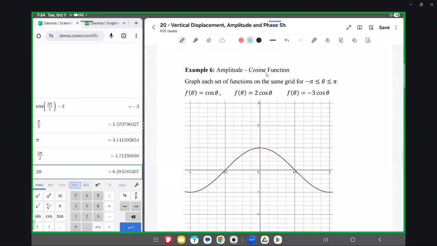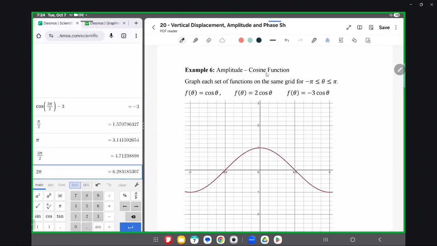The textbook has a lot of questions like this. Graph the function, and we're going to graph each set of functions on the same grid. So we're going to graph f of theta equals cosine theta, f of theta is equal to 2 cos theta, and f of theta is equal to -3 cos theta. And again, I use this notation because that's what the book uses. In reality, you should call this g of theta and h of theta, so that it's more clear to the observer, but alas, here we are.